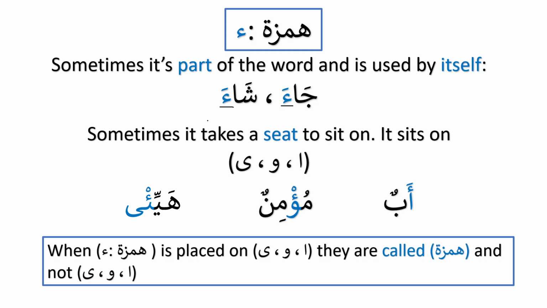But we should know that Hamza is very delicate, and sometimes it's naughty as well. Why do we say naughty? Because it keeps on changing from one word to the other. Why is it delicate?